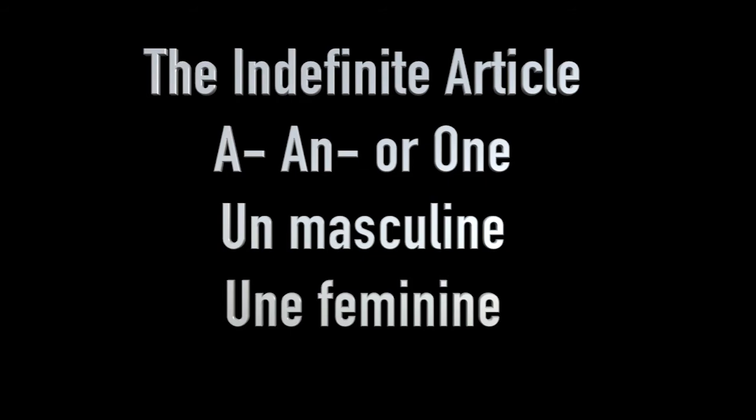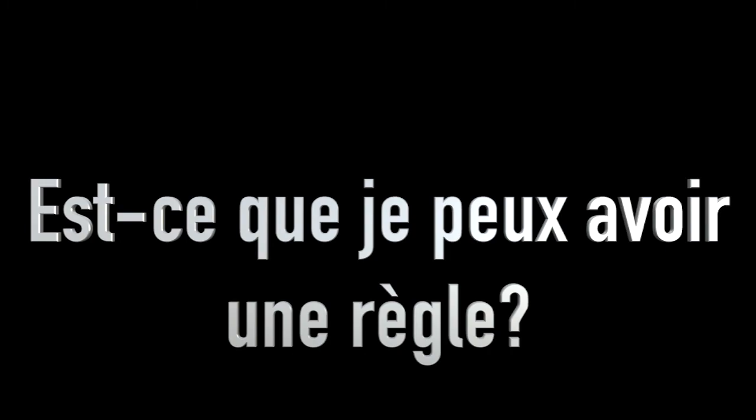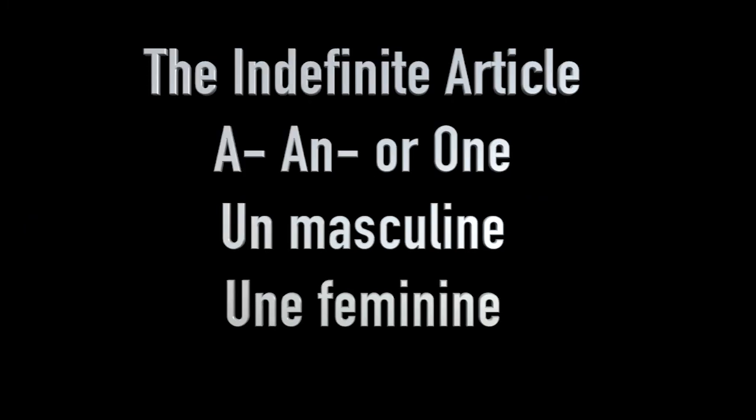So that concludes our section on the indefinite article a, an, or one. We say un in front of masculine nouns and une in front of feminine nouns, just like je voudrais une limonade, I would like a lemonade. Je voudrais un coca, I would like a coke. Avez-vous un timbre? Do you have a stamp? Est-ce que je peux avoir une règle? Can I have a ruler? So really useful to know the indefinite article when you want a, one, or an of something.